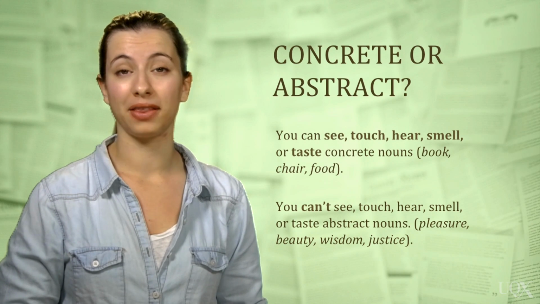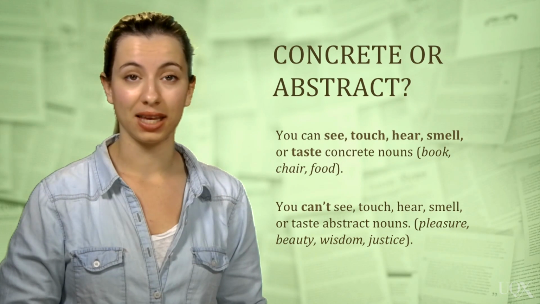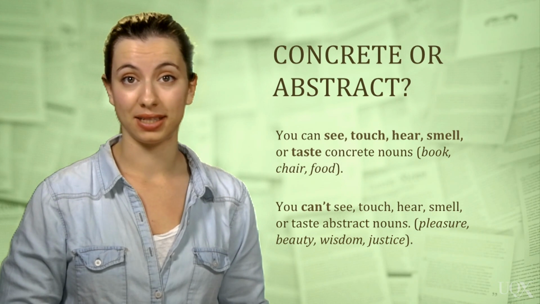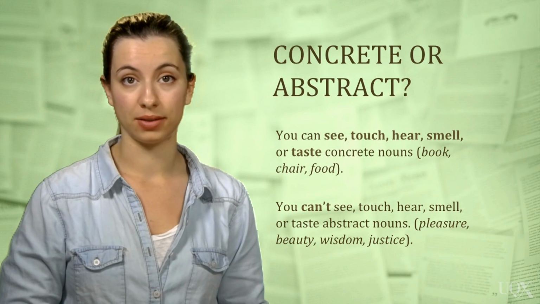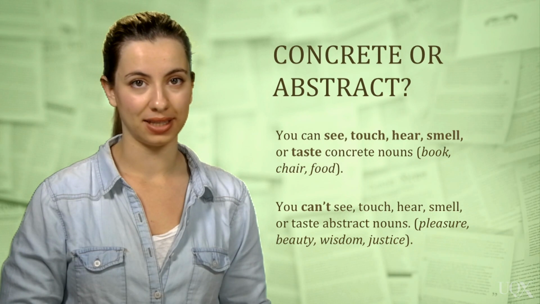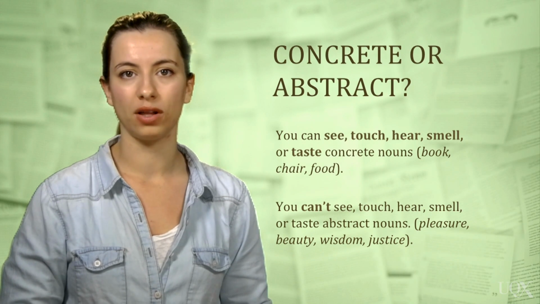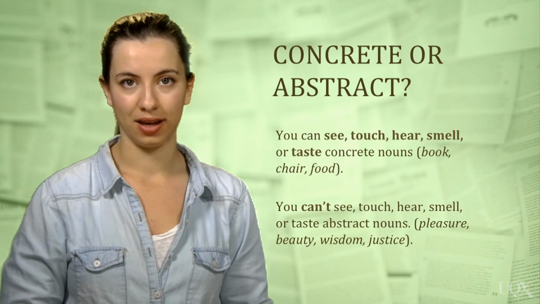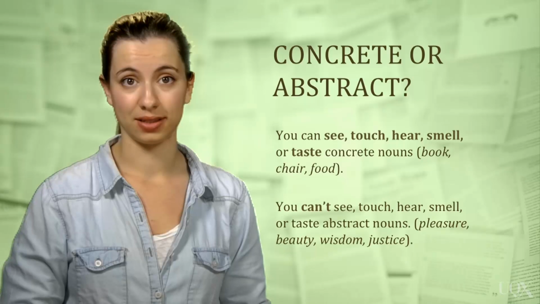Nouns can also be either concrete or abstract. Concrete nouns can be seen, touched, smelt, or tasted because they refer to tangible items such as books, chairs, or food. Abstract nouns cannot be detected by the senses because they name ideas, concepts, generalities, qualities, notions, and trends. So, for example, pleasure, beauty, wisdom, or justice.